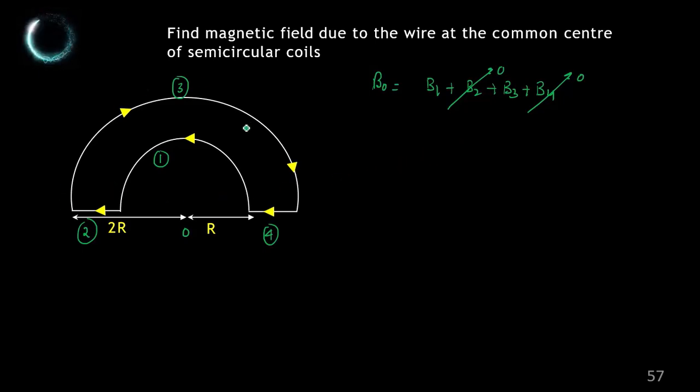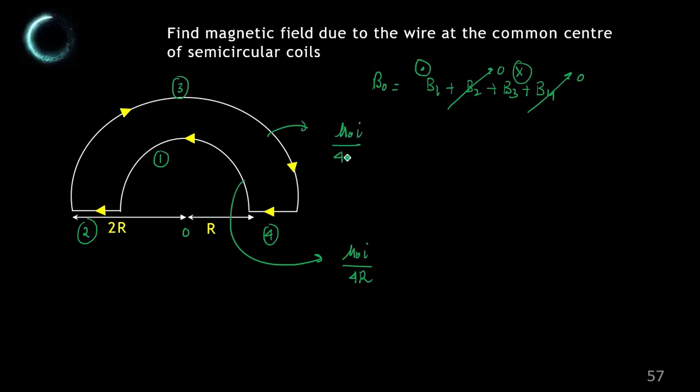But for 3, if I curl my fingers along the 3 direction, the magnetic field will be into the plane of the paper. So 3 is cross, and for the first one it should be dot, because if I curl the fingers in the anti-clockwise direction it should be dot. That means one is positive and the other is negative. And this is a half loop situation. So for the first loop, can I write mu naught I by 4r, because the radius is r. And for the other loop it should be mu naught I by 4 times its radius.